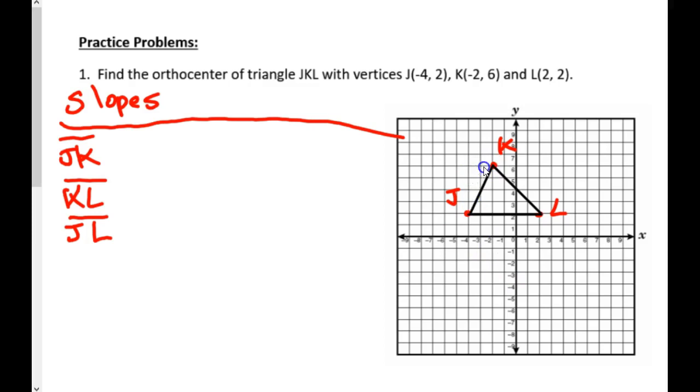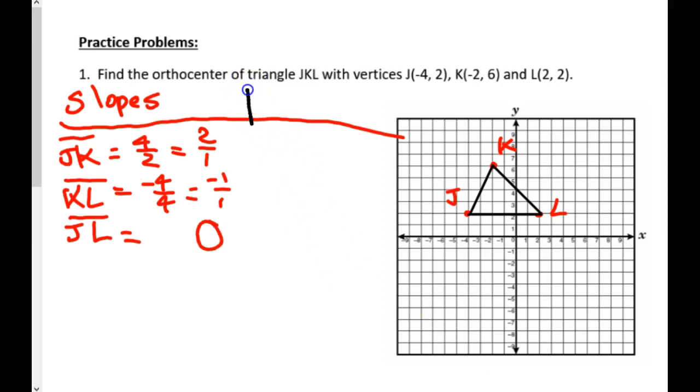Okay, so for JK, what's the rise over run for JK? 1, 2, 3, 4, 1, 2. So JK is 4 over 2, and that reduces to 2 over 1. Let's look at KL. From K to L goes down 4 and right 4. That means negative 4 over 4, which is negative 1 over 1. And then JL is totally horizontal. That means that's going to be a 0 slope. Okay? Now, those are my 3 slopes.